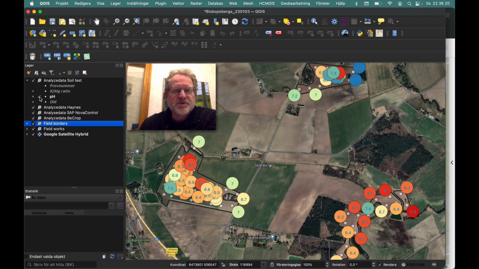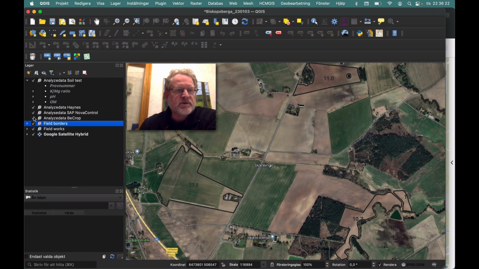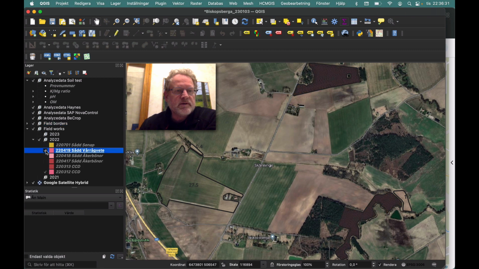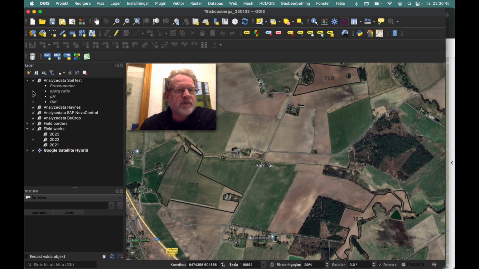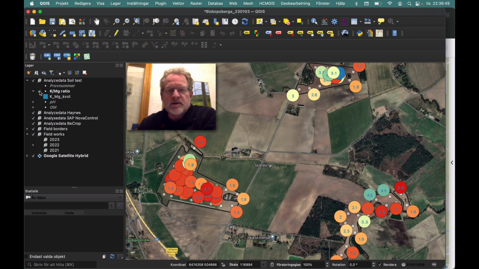QGIS to analyze my data and to record the field borders and any field work I've done and so on. So, for instance, here I did some sowing. Oh, it's a bad color. That's just a little work I did down here. Anyway, I used this system to record what I'm doing, and I also started to put in the analyzed data in this system. However, it's a bit too advanced for me, really.